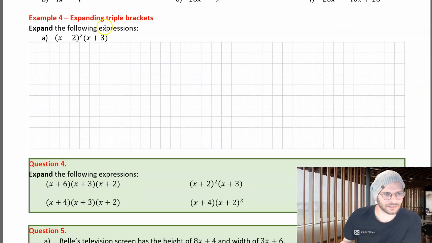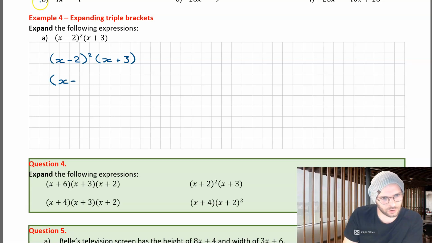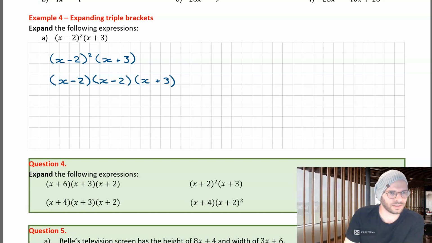Expanding triple brackets. So we've got (x − 2)² times (x + 3). And what we learned before was that (x − 2)² is the same as saying 2 copies of (x − 2). And this is where we arrive at something that is unique, something we haven't seen before. Now the way in which we're going to deal with this is, as you probably guessed, we're going to use FOIL, but we're going to do this in 2 steps.